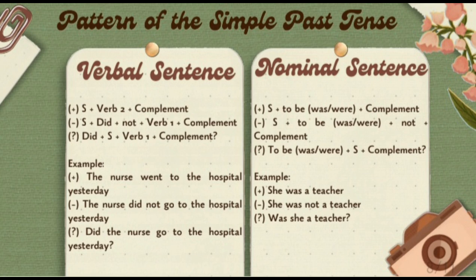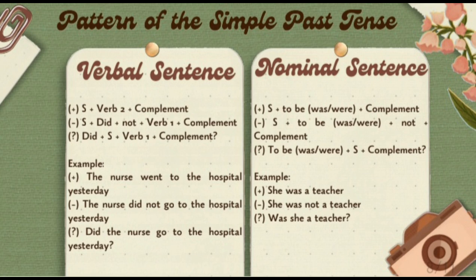Right, next move to the nominal sentence. The nominal sentence is more simple than verbal sentence. In positive, there is subject plus to be, was or were, plus complement. In negative, there is subject plus to be, was or were, plus not plus complement. In interrogative, to be, was or were, plus subject plus complement.